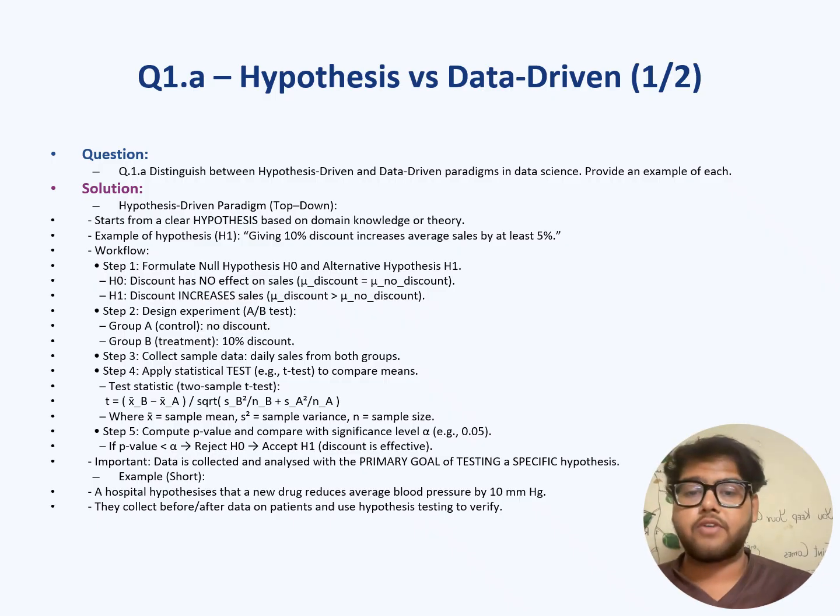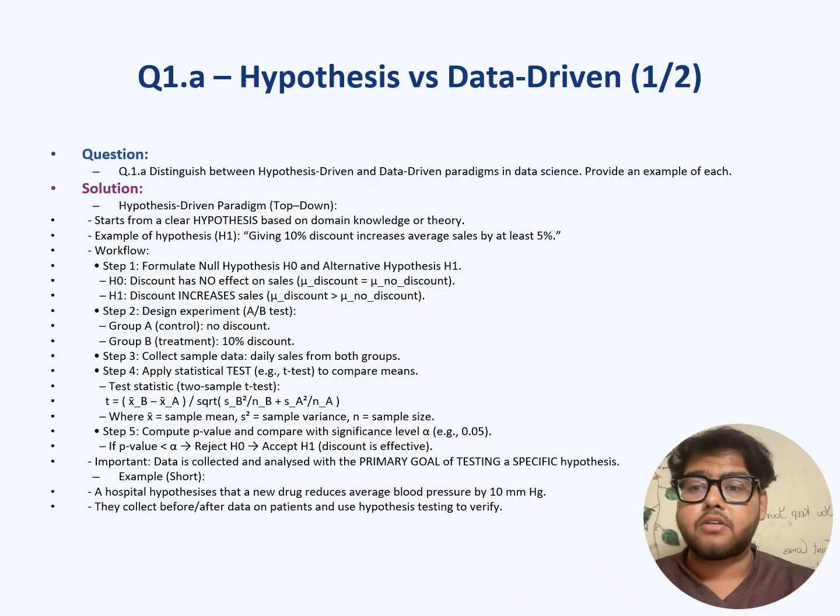So the first question we have is hypothesis versus data driven. Distinguish between hypothesis driven and data driven paradigms in data science. Provide an example of each. Hypothesis driven paradigm starts from a clear hypothesis based on domain knowledge or theory.